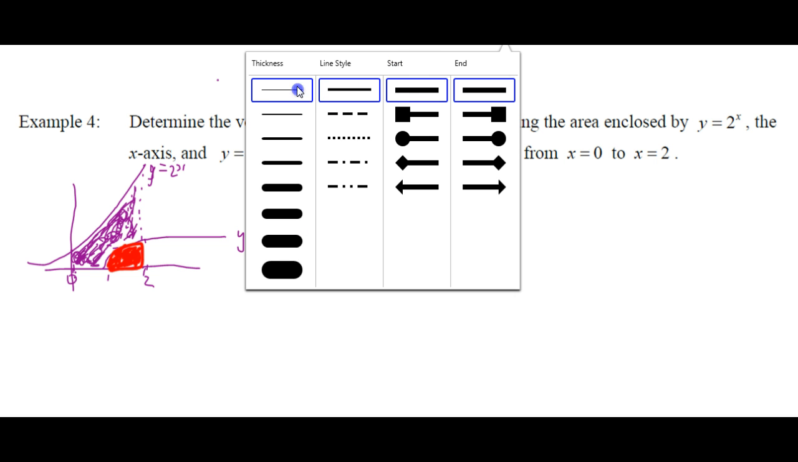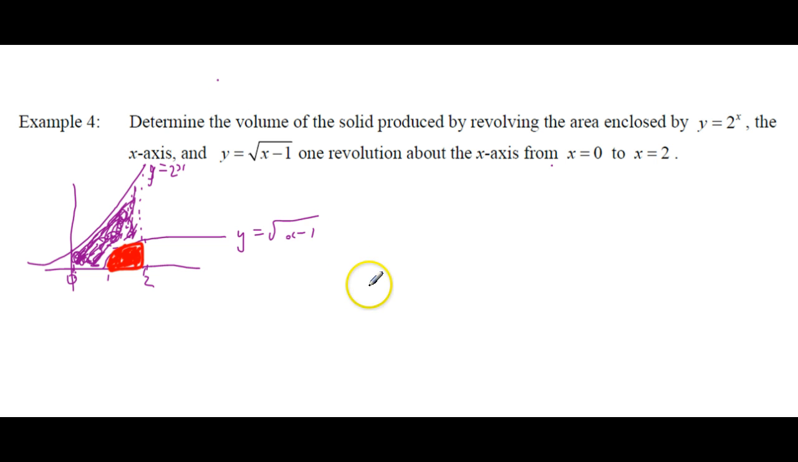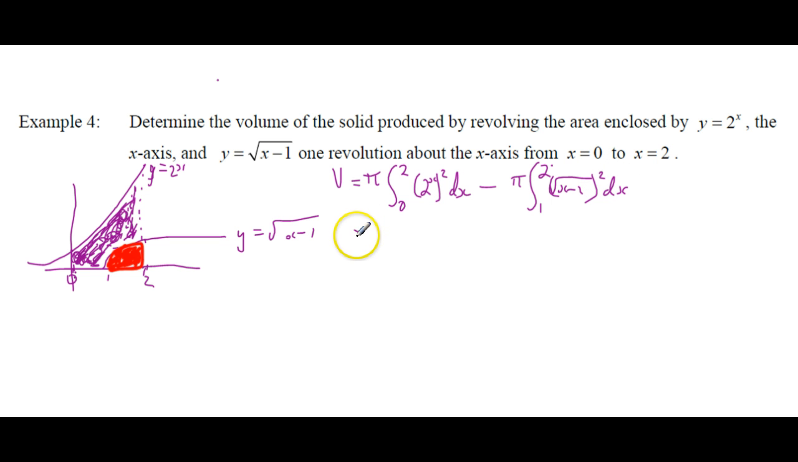So that'll look something like this. So the volume that we want will be the integral from 0 to 2 of quantity 2 to the x squared dx, minus the volume from 1 to 2 for the square root of x minus 1, quantity squared dx. Okay, so let's just clean this up. We've got the integral of 2 to the 2x dx minus pi times the integral from 1 to 2 of x minus 1 dx. And we can't combine them because we've got different limits here.